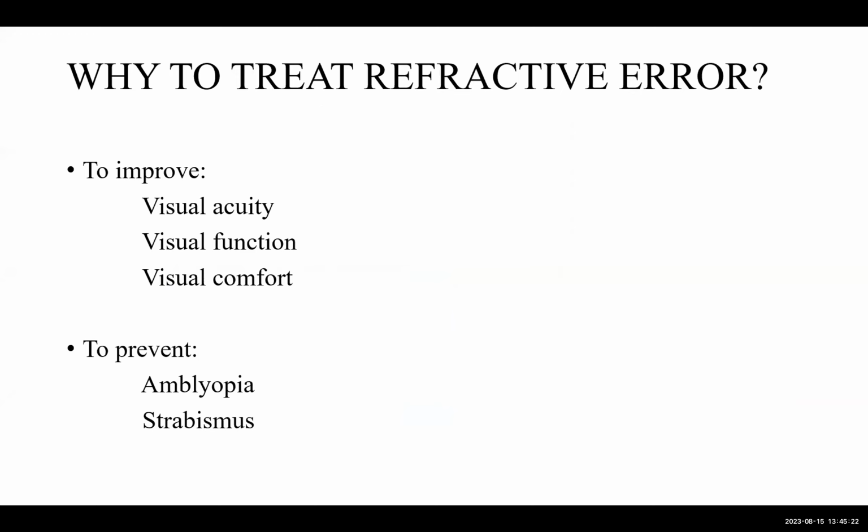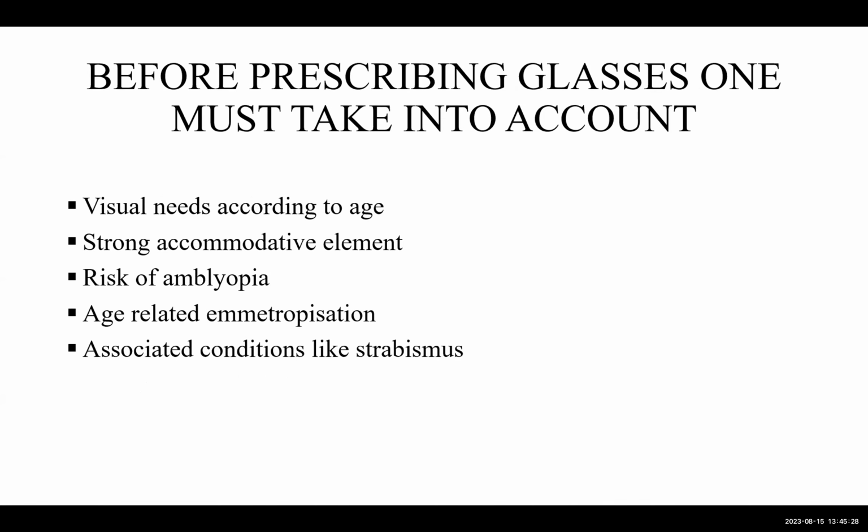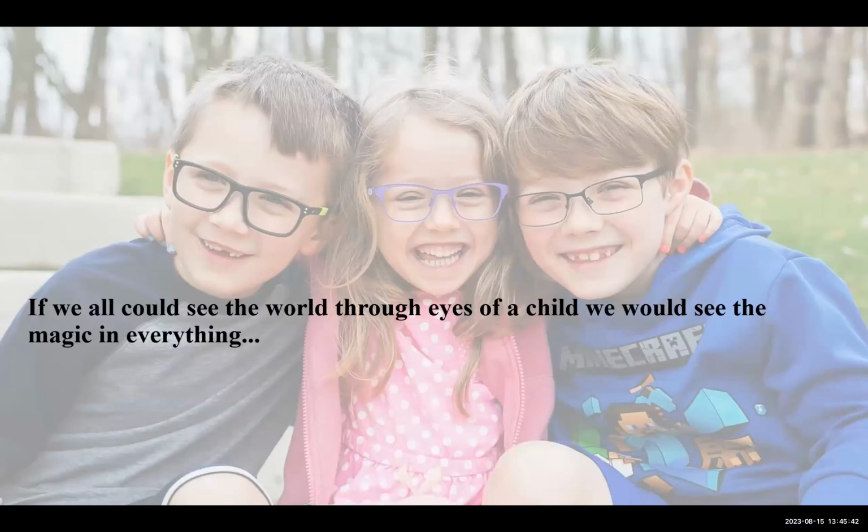So why do we treat the refractive error? To improve the visual acuity, visual function, visual comfort, and to prevent amblyopia and strabismus. So before prescribing glasses, one must take into account visual needs according to age, strong accommodative element, risk of amblyopia, age-related emmetropization, and associated conditions like strabismus. Thank you.